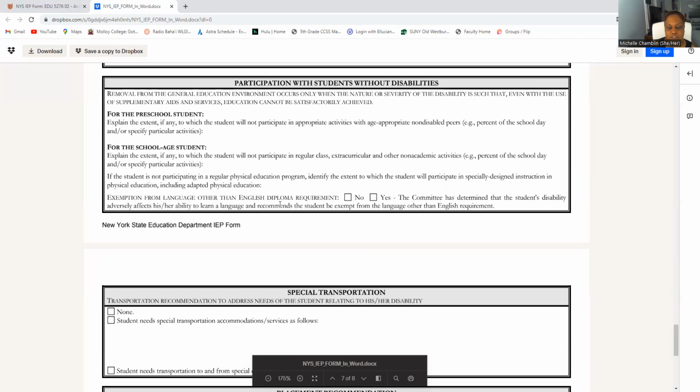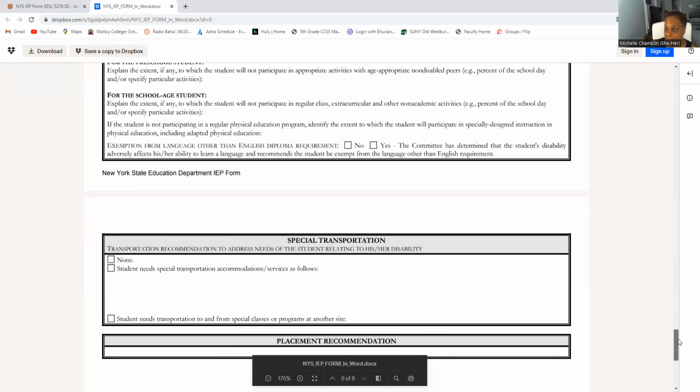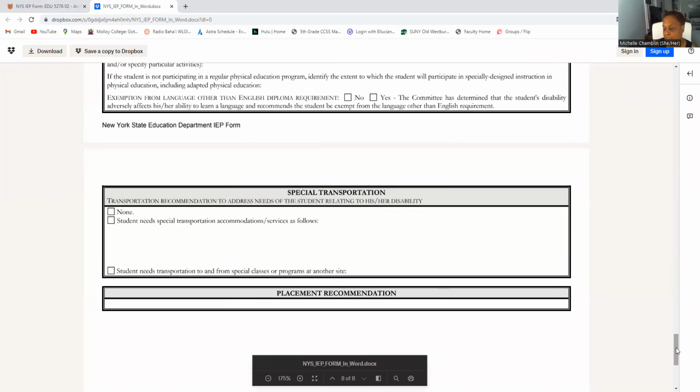Exemption from language other than English diploma requirement, yes or no, and the committee determines whether or not the student's disability adversely affects his or her ability to learn a language, and recommends that the student be exempt from a language other than English. So there's a LOTE requirement where students need to take a language, and they can be exempt from that if it is deemed needed by the committee.